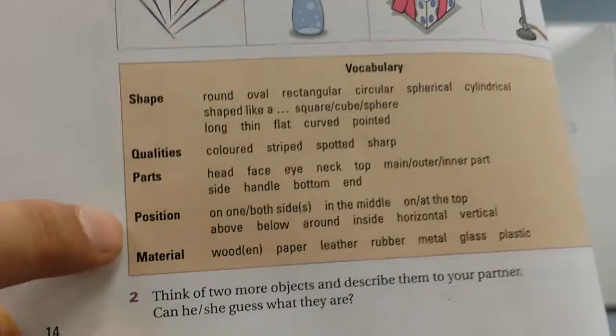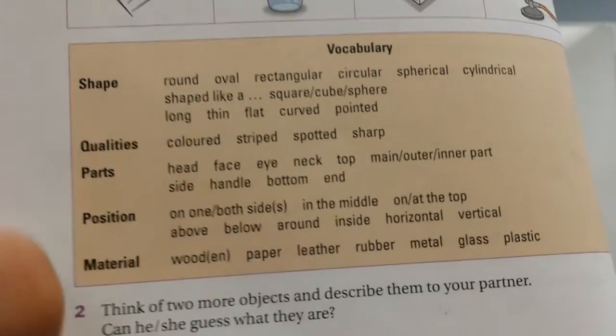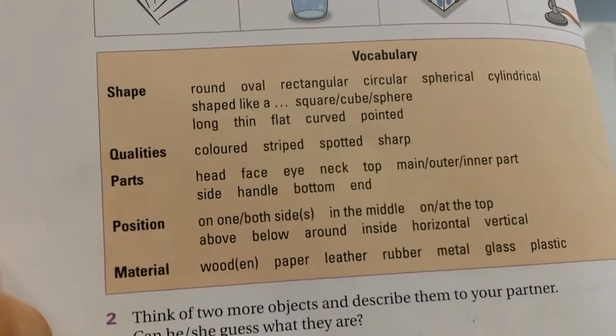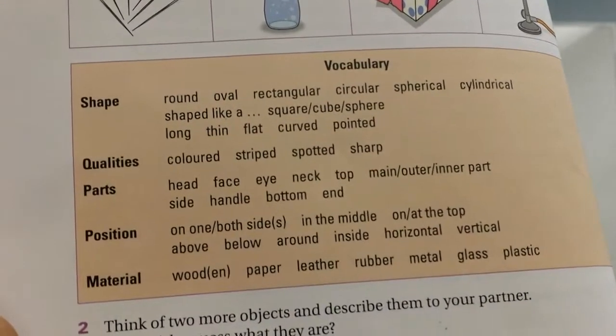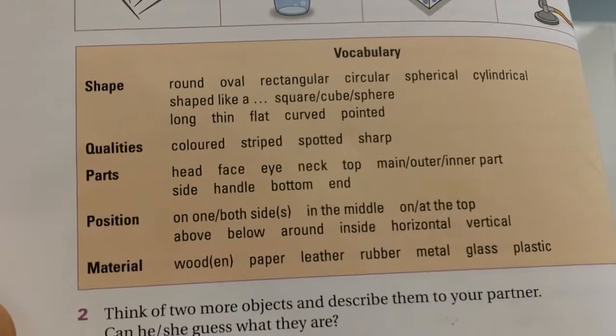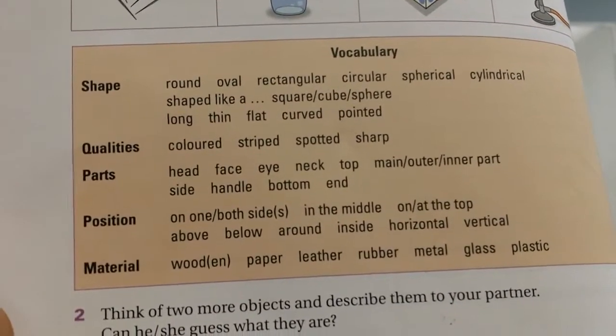Okay. So the shapes are like what? Round, oval, rectangular, circular. I will show the shapes on the board. First, let's read them.